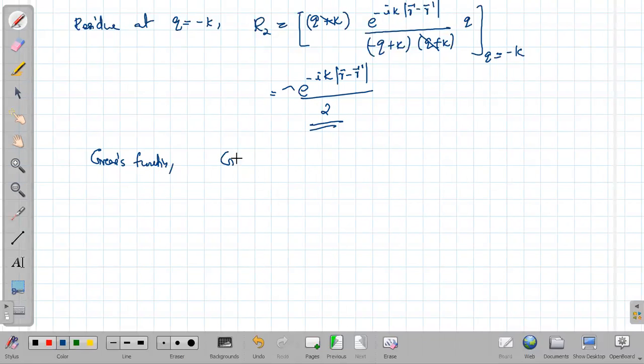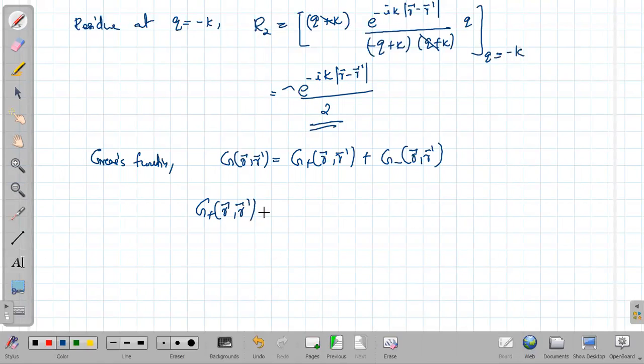Green's function, which is G(r, r'). This can be split into G plus (r, r') plus G minus (r, r'). Here G plus represents the Green's function corresponding to the residue at q equal to plus k, and G minus corresponds to q equal to minus k. So G plus (r, r'), what would be the result?